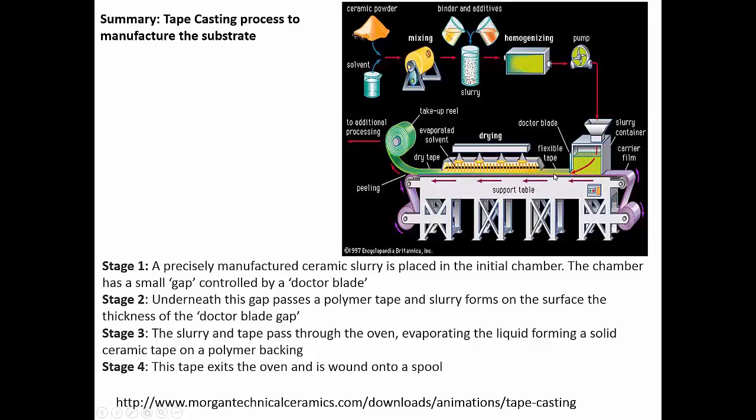slurry onto the surface, and then this slurry goes past stage 2 onto stage 3, where it goes into a drying oven where we evaporate the liquid, forming a final solid tape on a polymer backing, and this tape then exits at stage 4 here, where it's wound onto a spool if you're doing a reel-to-reel process.